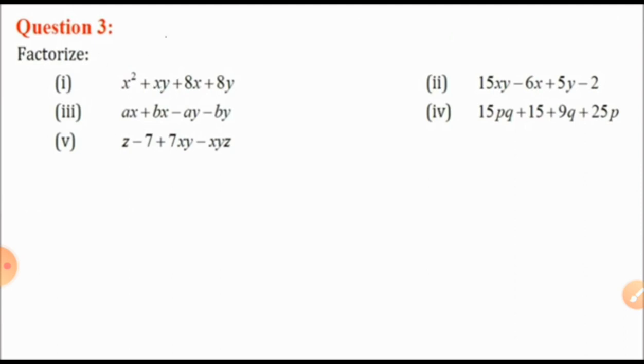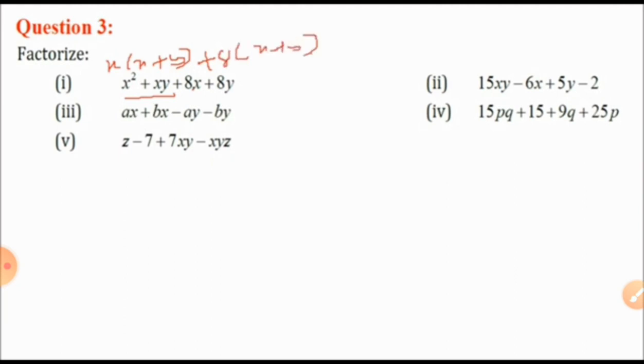Question number 3. x square plus xy plus 8x plus 8y. Correct. 15xy minus 6x plus 5y minus 2. Third one, ax plus bx minus ay minus by. First one we can check, x square plus xy plus 8x plus 8y.